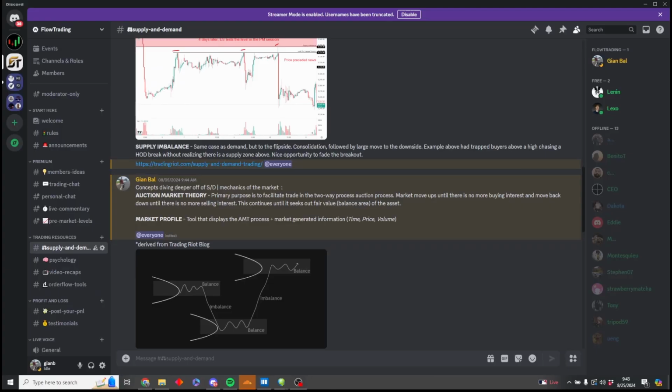Before I go into my trades, I wanted to go over how I view the market really quick. Just a quick introduction on how I view it. Essentially, I view it as an auction, and its primary focus is to facilitate trade in a two-way auction process. You can see this in any market: car market, housing market, stock market, crypto market. It's all the same auction process.